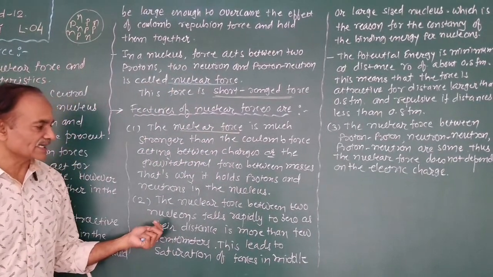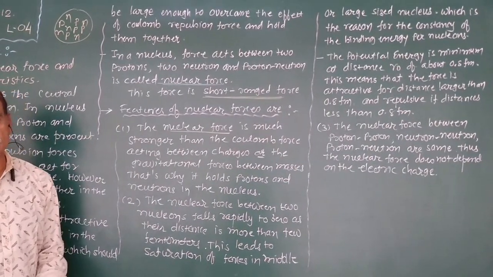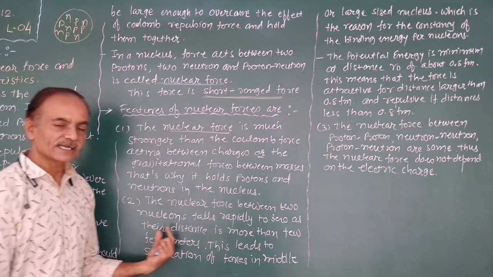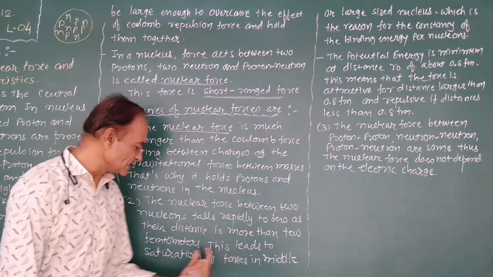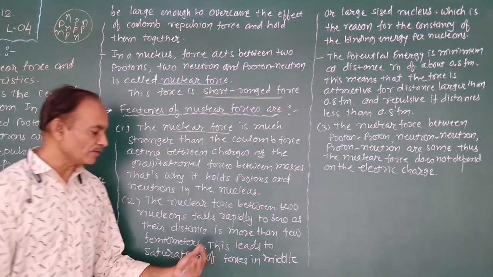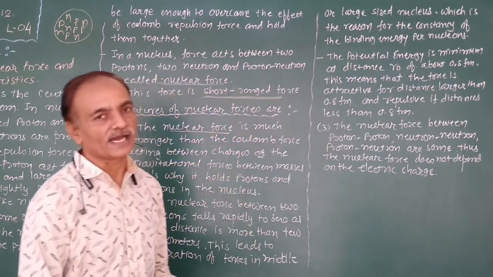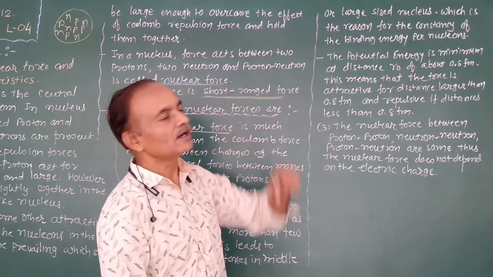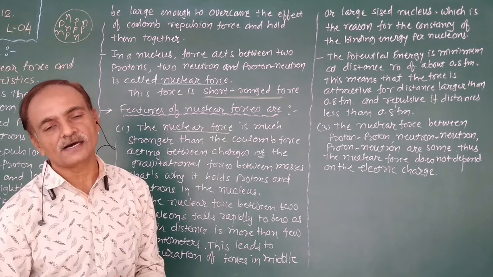Again, the second characteristic is that the nuclear force between two nucleons falls rapidly to zero as their distance is more than a few femtometers. This leads to the situation of the forces in medium and large size nuclei, which is the result of the constant binding energy per nucleon.